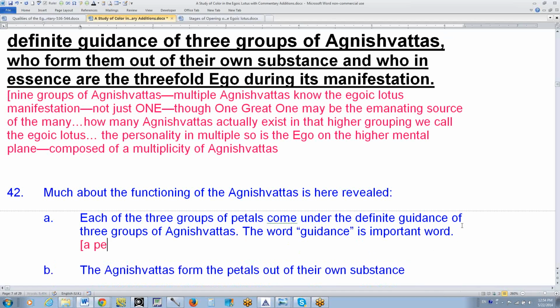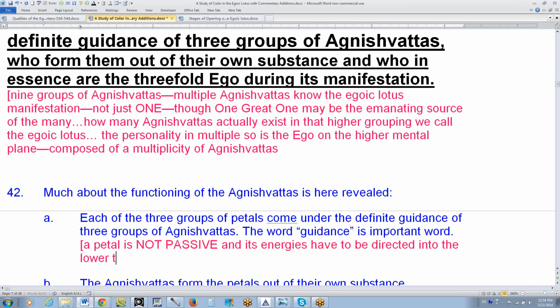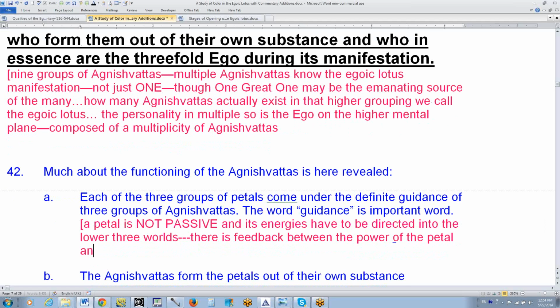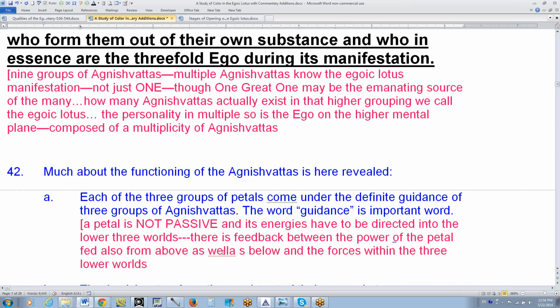So a petal is not passive, and its energies have to be directed into the lower 3 worlds. There is feedback between the power of the petal, fed also from above as well as below, and the forces within the 3 lower worlds. Well, much of this is taken care of by the Agnishvattas who know the story and how alchemically to handle themselves in order to accomplish the purposes of the lower man.